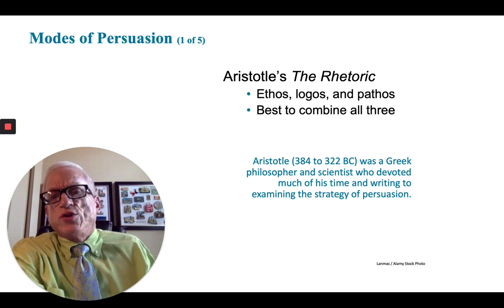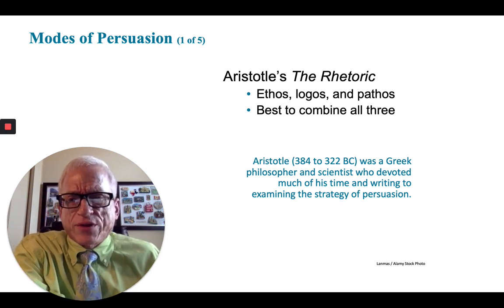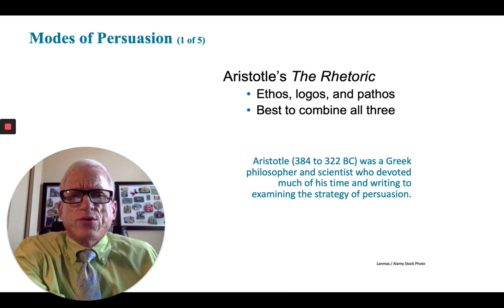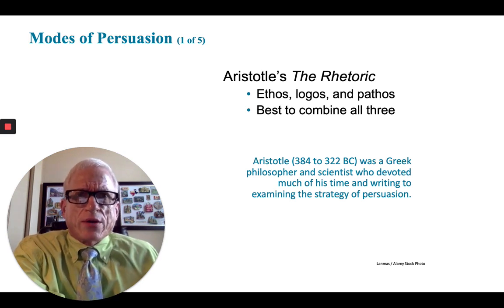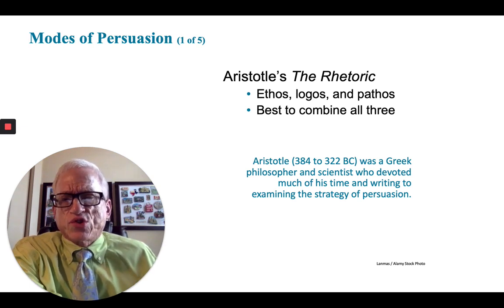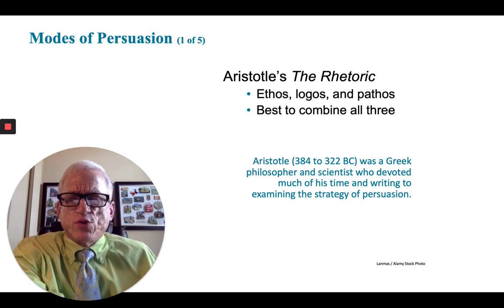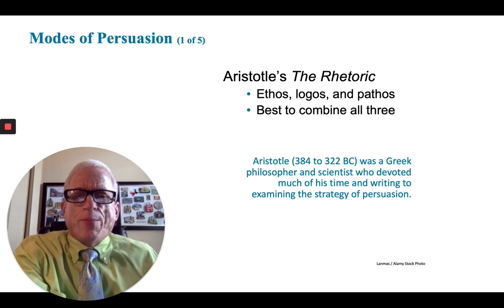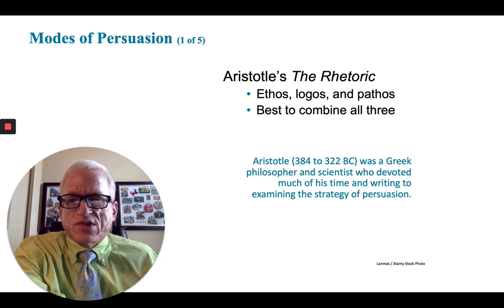So one of the things that your text talks about, and this is one of my favorite things to talk about, and that is Aristotle's The Rhetoric. Aristotle was a scholar who lived in the ancient Greek-Roman days. And the interesting thing about persuasion back in those days is that persuasion was called rhetoric. Rhetoric and persuasion are basically interchangeable terms. The power of rhetoric, however, was so important in ancient Rome and ancient Greece because the entire judicial system and the political system was based on your ability to persuade.